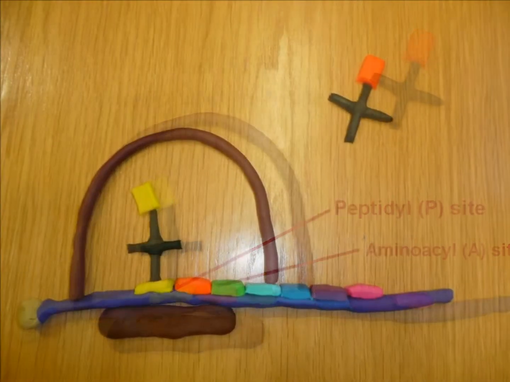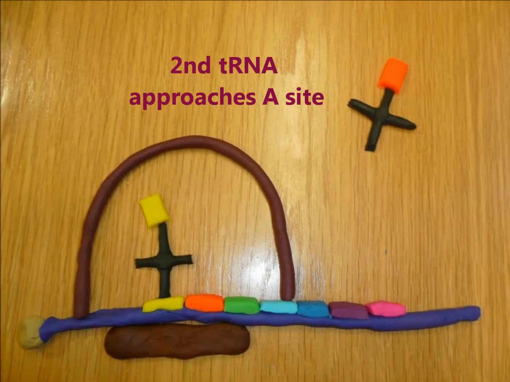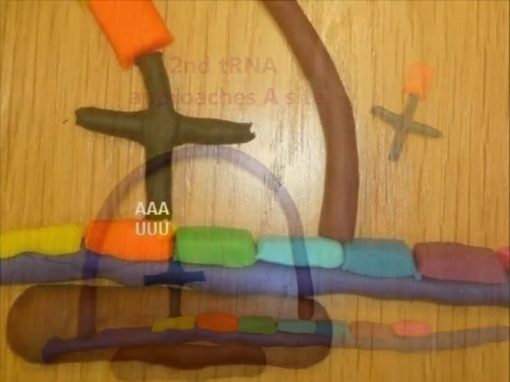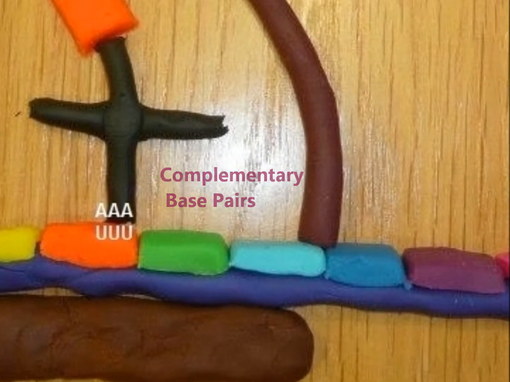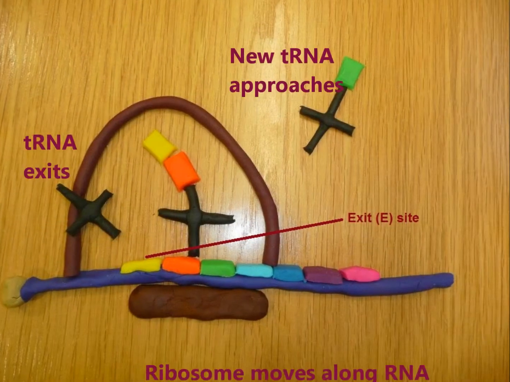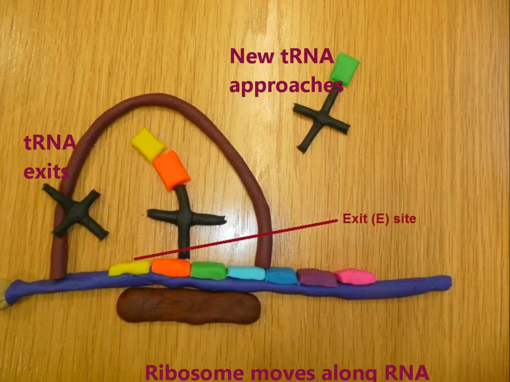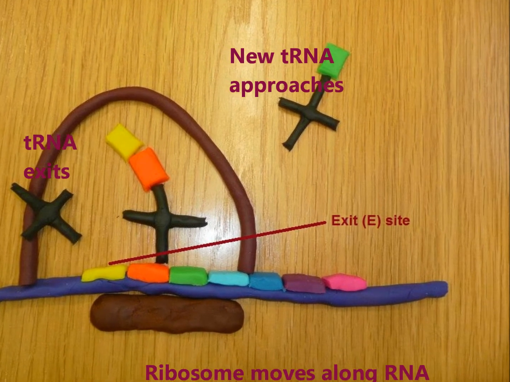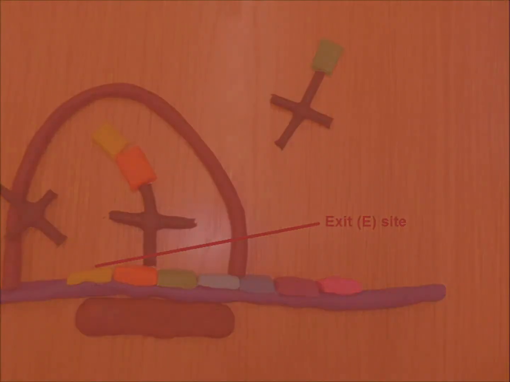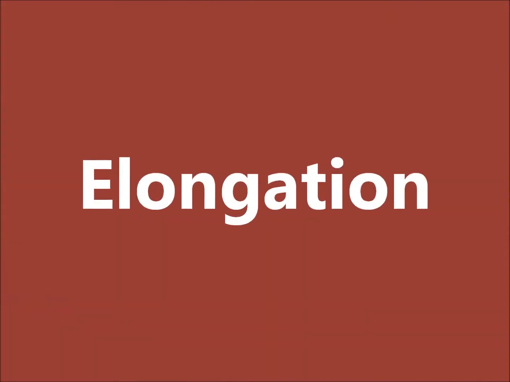Another tRNA complementary to the next codon then approaches. The second tRNA attaches to its complementary codon at the A site. The first tRNA dissociates. Methionine is transferred to the A site amino acid and begins to form the polypeptide chain. This is known as elongation.